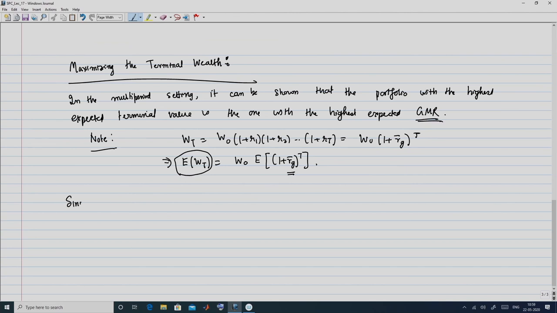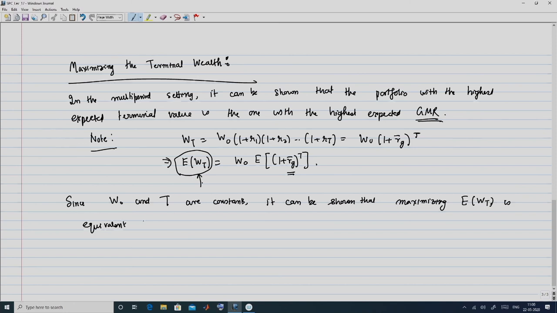Okay, so here we can state that since W naught and T are constants, it can be shown that maximizing E of WT, that is this term here, is equivalent to maximizing E of GMR. So, that means maximization of this.